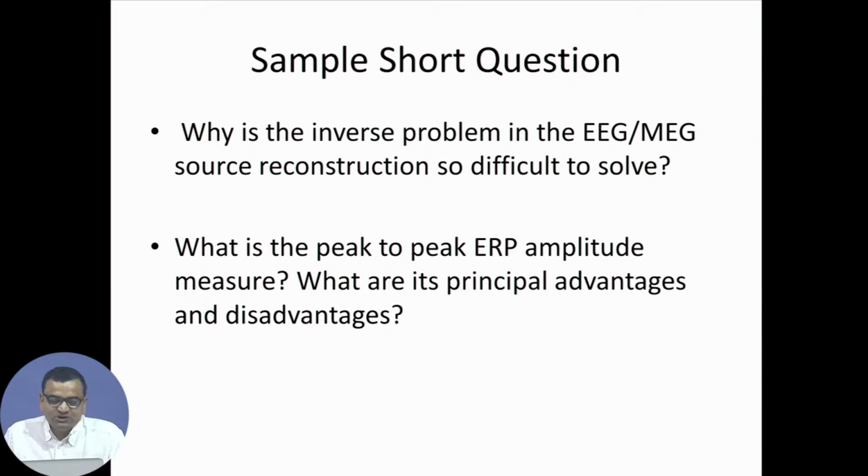What is the peak to peak ERP amplitude measure? You are just measuring two neighboring peaks. What are its principal advantages and disadvantages? Do you remember the ERP peak there? I'm just asking for any. You don't have to remember exactly. How much positive peak, how much negative peak? You can say so, but that's usually not a very appropriate criticism.